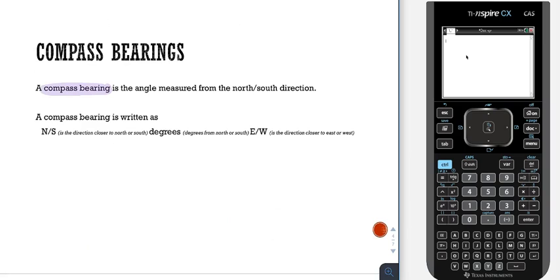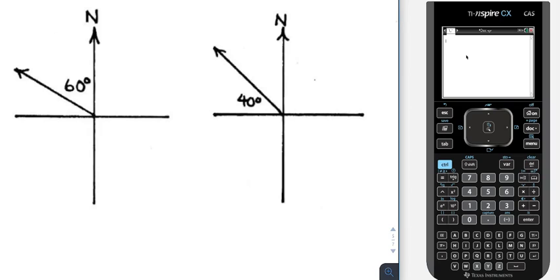Compass bearings. Compass bearings is more traditional. This is what you've probably heard more of. So a compass bearing is an angle measured from the north-south direction in either the east or the west direction. So it's written as north-south, the degrees from north-south that you are, and then east-west as are you going east or west. So that might look a bit confusing, but basically you're looking, are you closer to north or to south? So I'm closer to north and I'm in a westward direction.